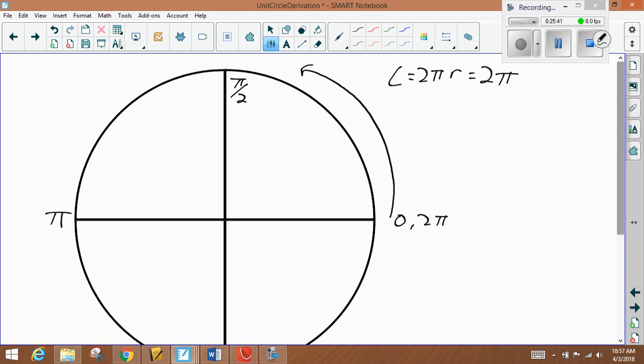All right, so now that means we can probably figure out that one, and we can figure out that one. Those correspond with the angles. So it turns out that 90 degrees is the same thing as pi over 2.